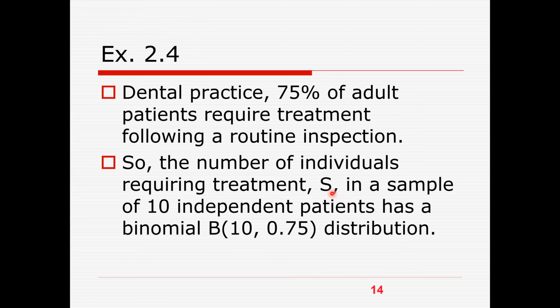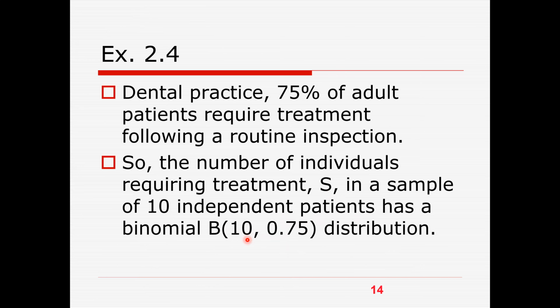So for this sample, it also follows a binomial distribution. The only thing is the p, lowercase p, is 0.75 instead of 0.5, right? This is the probability of any individual requiring this treatment. And for 10 independent patients, the sample size is also 10.